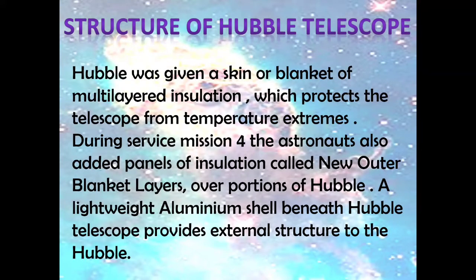The Hubble telescope would be subjected to many conditions like the region of zero gravity and extreme temperature fluctuations of more than 100°F during each trip around the Earth. To adapt to these conditions, Hubble is given a special structure. Hubble was given a skin or blanket of multi-layered insulation which protects the telescope from extreme temperatures. During Service Mission 4, the astronauts also added panels of insulation called new outer blanket layers over portions of Hubble. A lightweight aluminum shell beneath the telescope provides external structure.